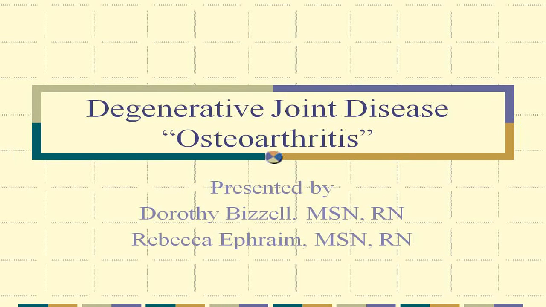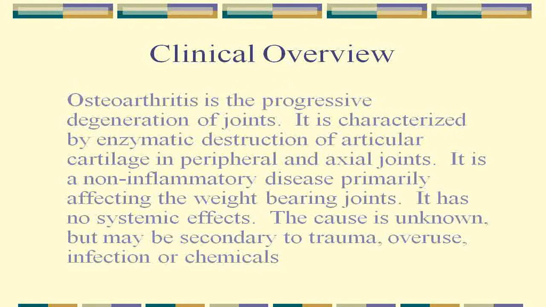Okay, so now we're going to begin our lecture on degenerative joint disease, also referred to as osteoarthritis. So for our clinical overview, osteoarthritis is the progressive degeneration of the joints. It is characterized by enzymatic destruction of articular cartilage in peripheral and axial joints. It is a non-inflammatory disease, primarily affecting the weight-bearing joints. It has no systemic effects.